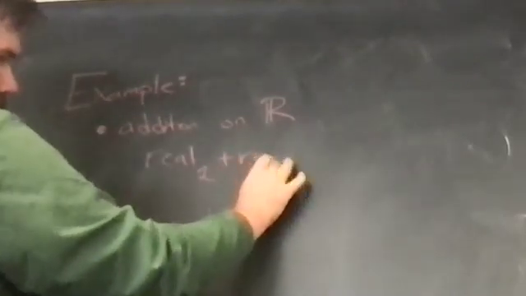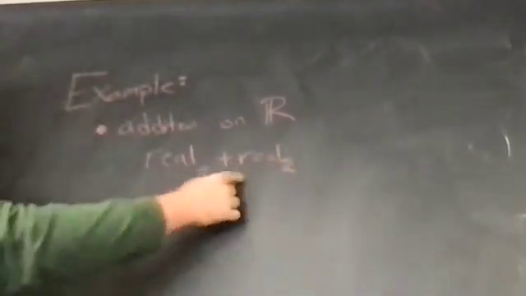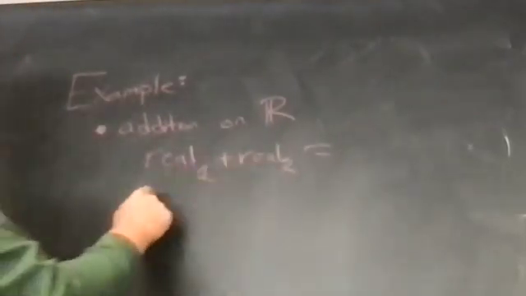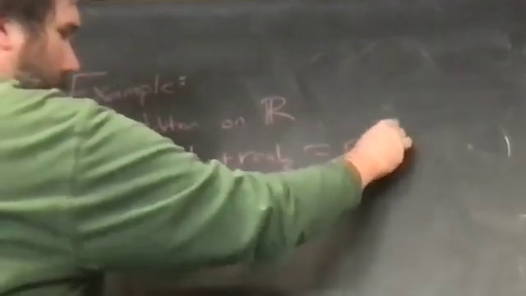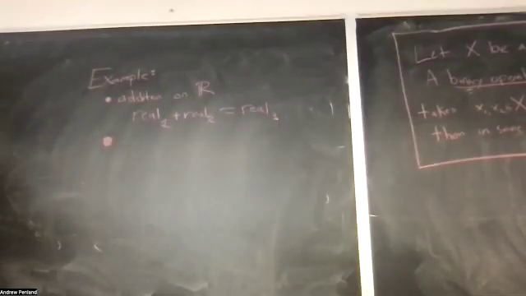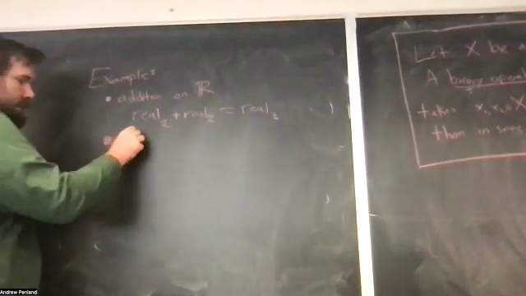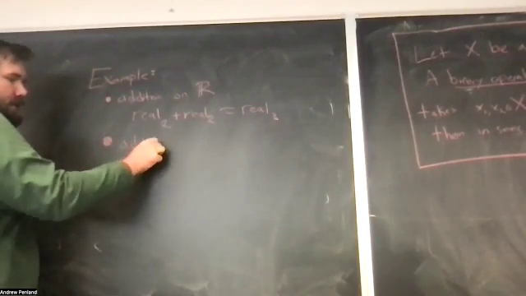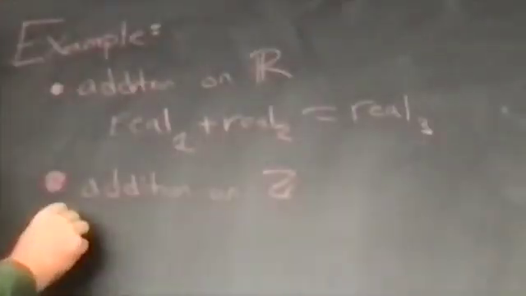If you have a real number plus another, which could be the exact same real number, it could be 0 plus 0 or 2 plus 2, or they could be different. It could be 1 plus pi or whatever. So that produces another real number. What else? Addition on the integers. If you add two integers together, you get another integer.